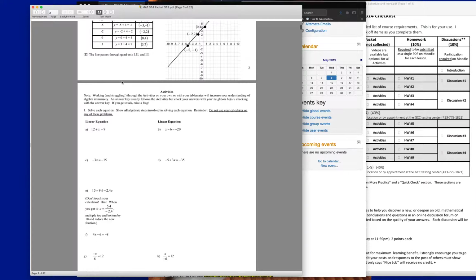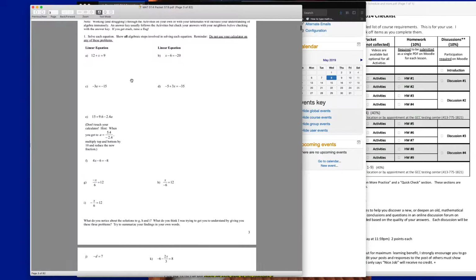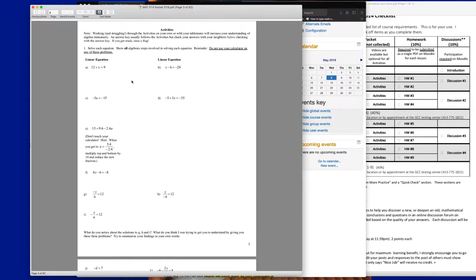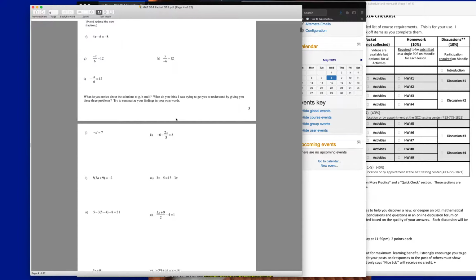And then you can see that you get to the activities still in lesson 1. These are also required to be done. I don't require you to turn them in, but this is the bulk of your learning. So you can practice these problems. Again, there's videos of all of these problems if you're stuck on one. You can watch the videos.